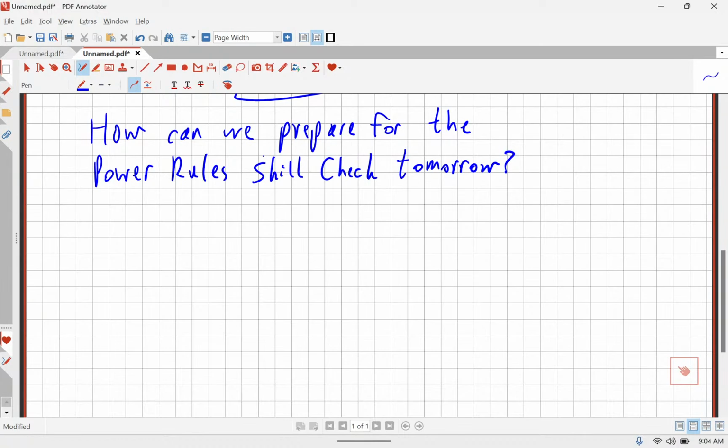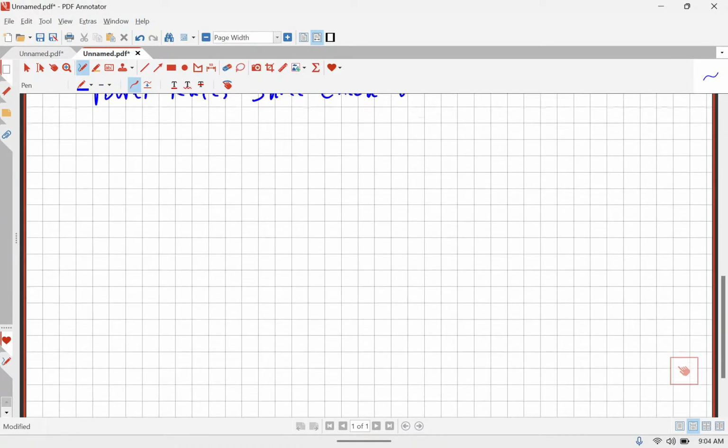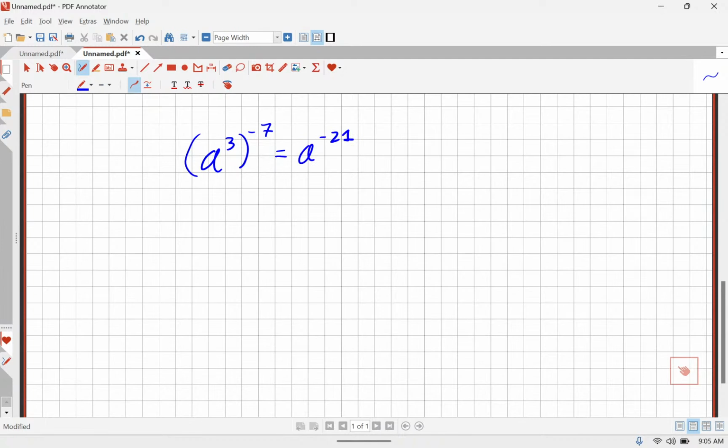Okay, put your pencils down for a second. I'm just going to talk. Guys, our level 1 is you're able to multiply, divide, and raise to a power single variable power expressions. For example, a to the third to the negative 7th. When we do that, guys, it would be a to the power of negative 21. That's a level 1. Okay?